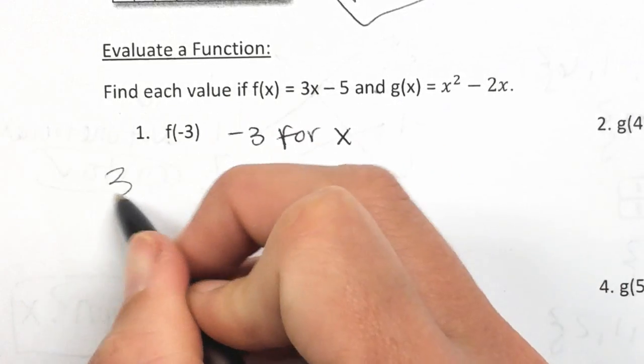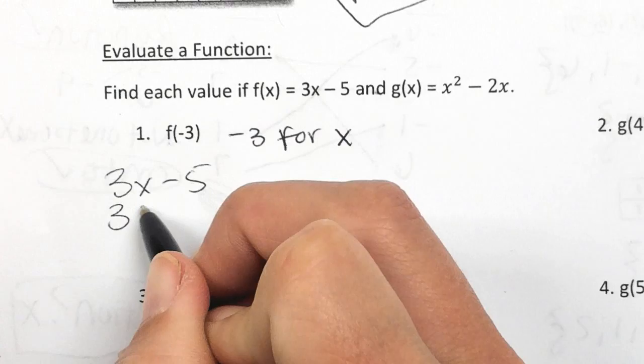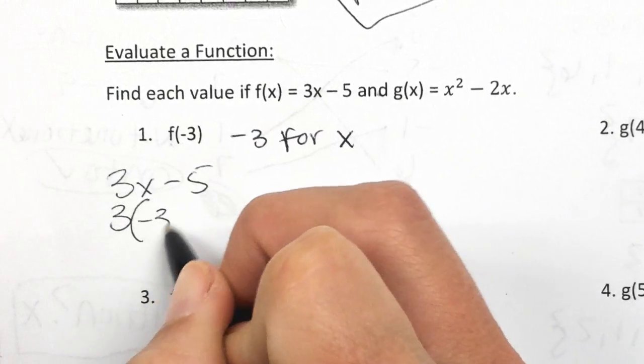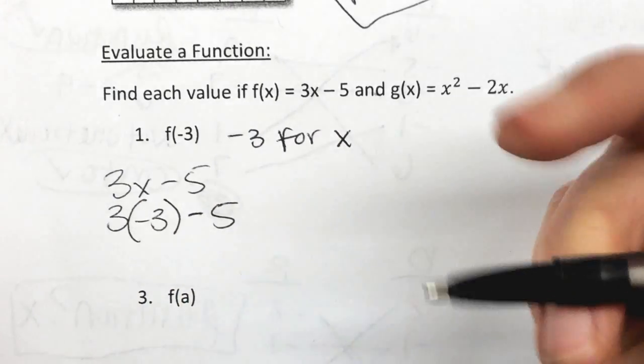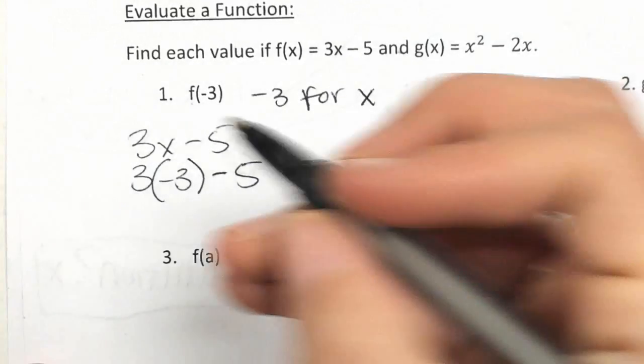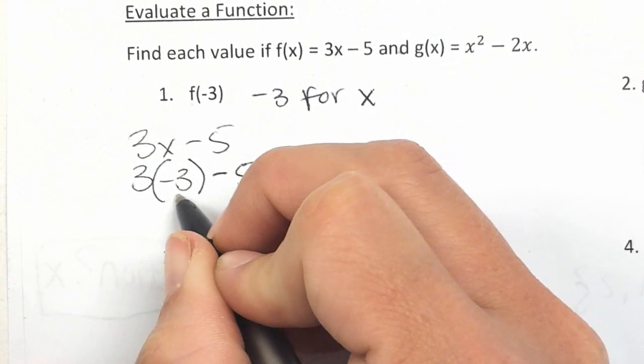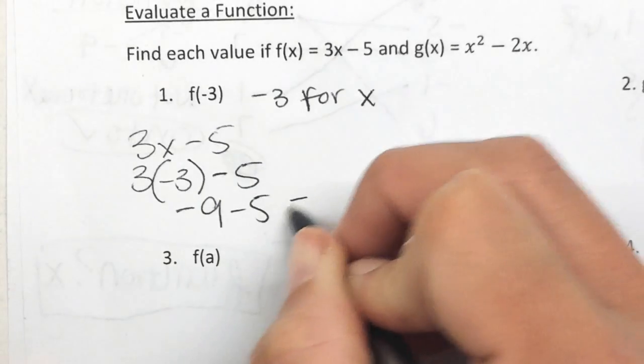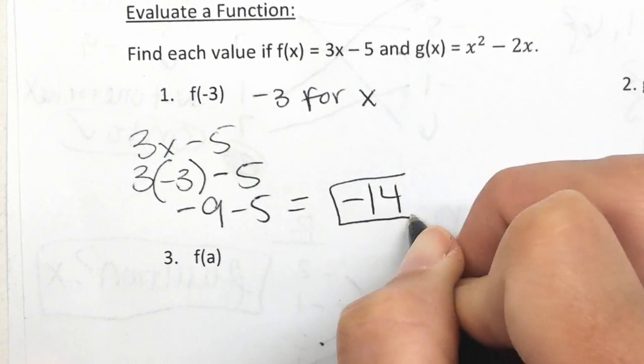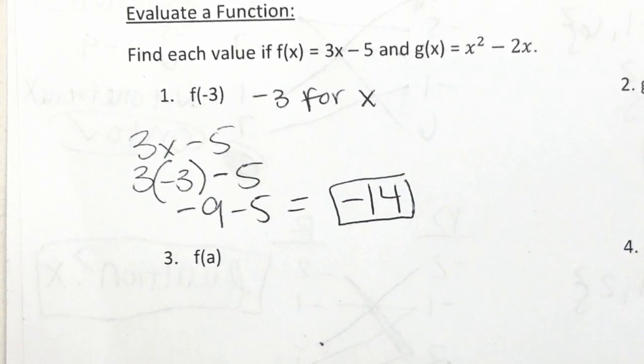So instead of 3x minus 5, we're going to put -3 times 3, minus 5. And from here, we just do order of operations. That's going to be what? Negative 9 minus 5, which is negative 14. Good. Alright, try the next one on your own, and then I'll call on somebody.